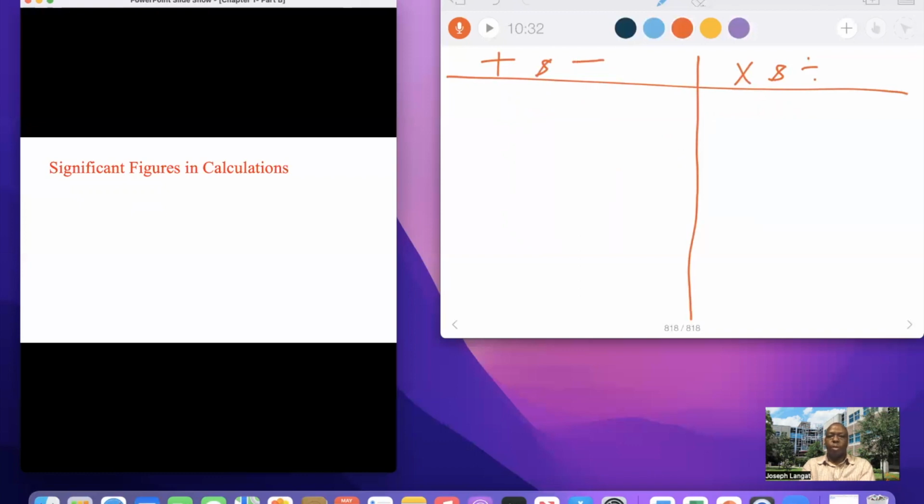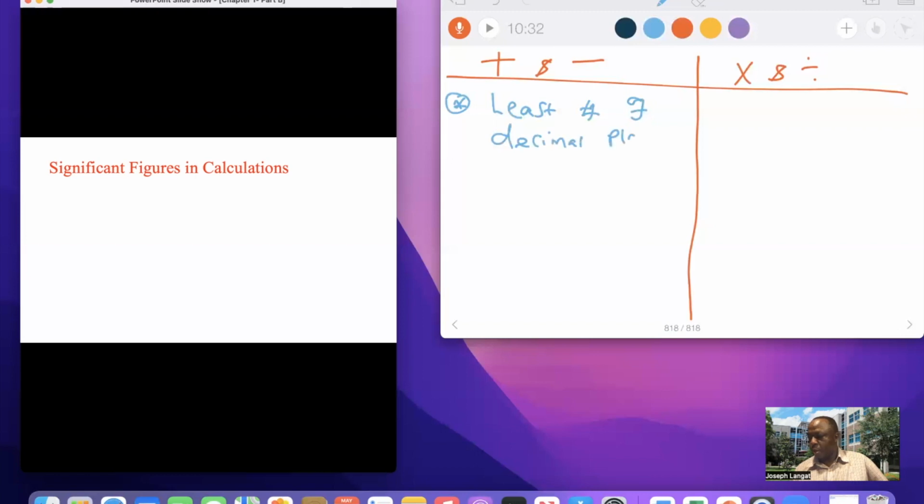All right, those are the two broad categories of calculation. Here in calculation, what you will be looking at is the least number of decimal places. Maybe I should write it in full: decimal places.